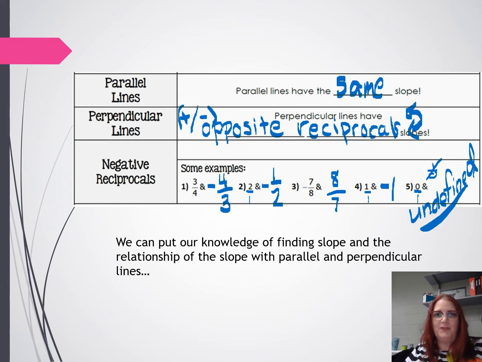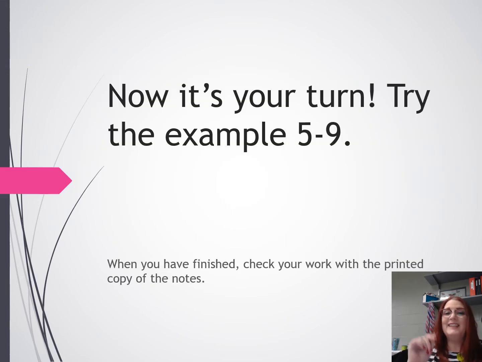So we can put our knowledge of finding the slope and the relationship of the slopes with parallel and perpendicular lines together. And it's your turn. Numbers 5 through 9 are on that same page that you just put those notes on. You're going to find the slope of AB, and then you're going to find the slope of CD. If they're the same, they're parallel. If they are negative reciprocals, then they're perpendicular. If they're not the same and they're not negative reciprocals, then they're neither. And when you want to check it, go to the printed copies that I've put on eCampus, and you can see the work.